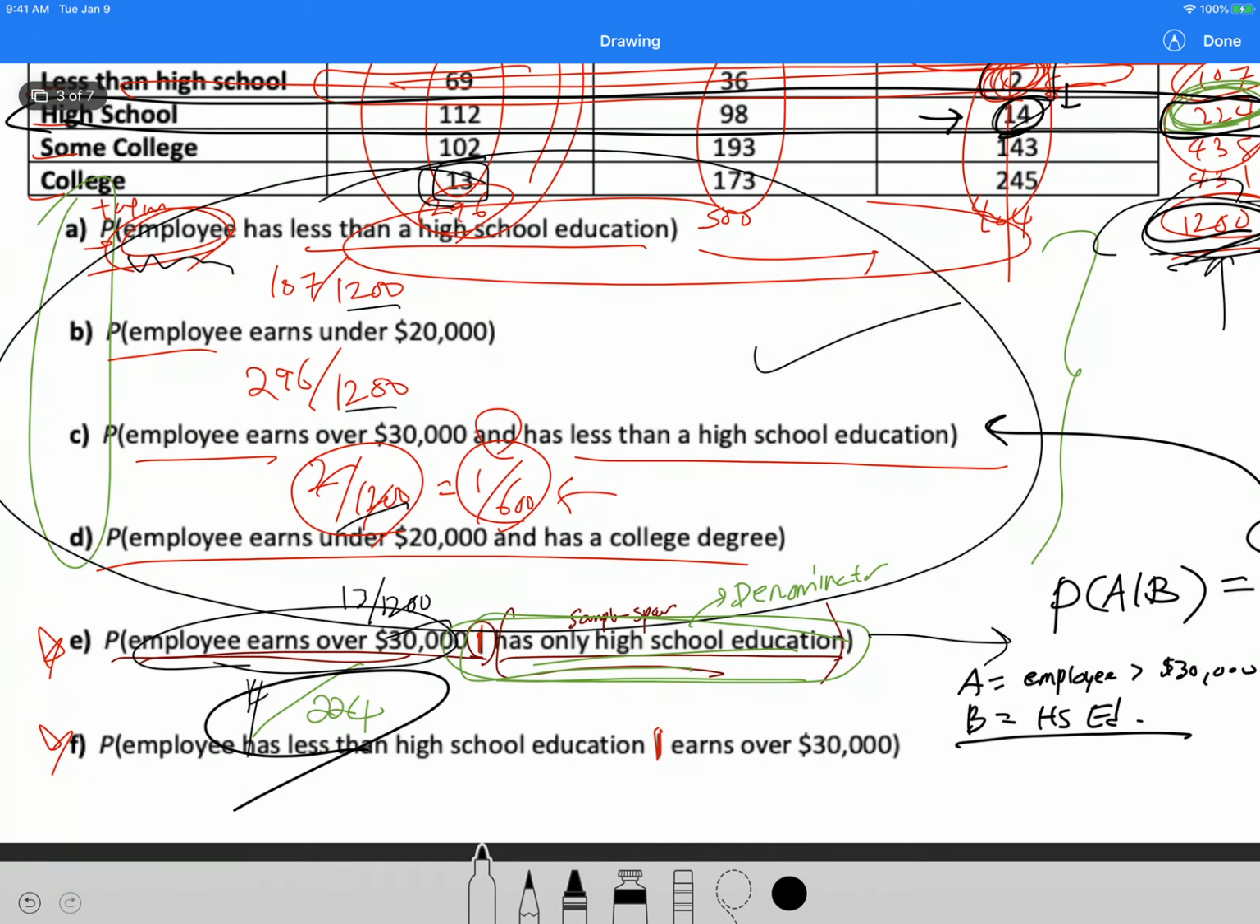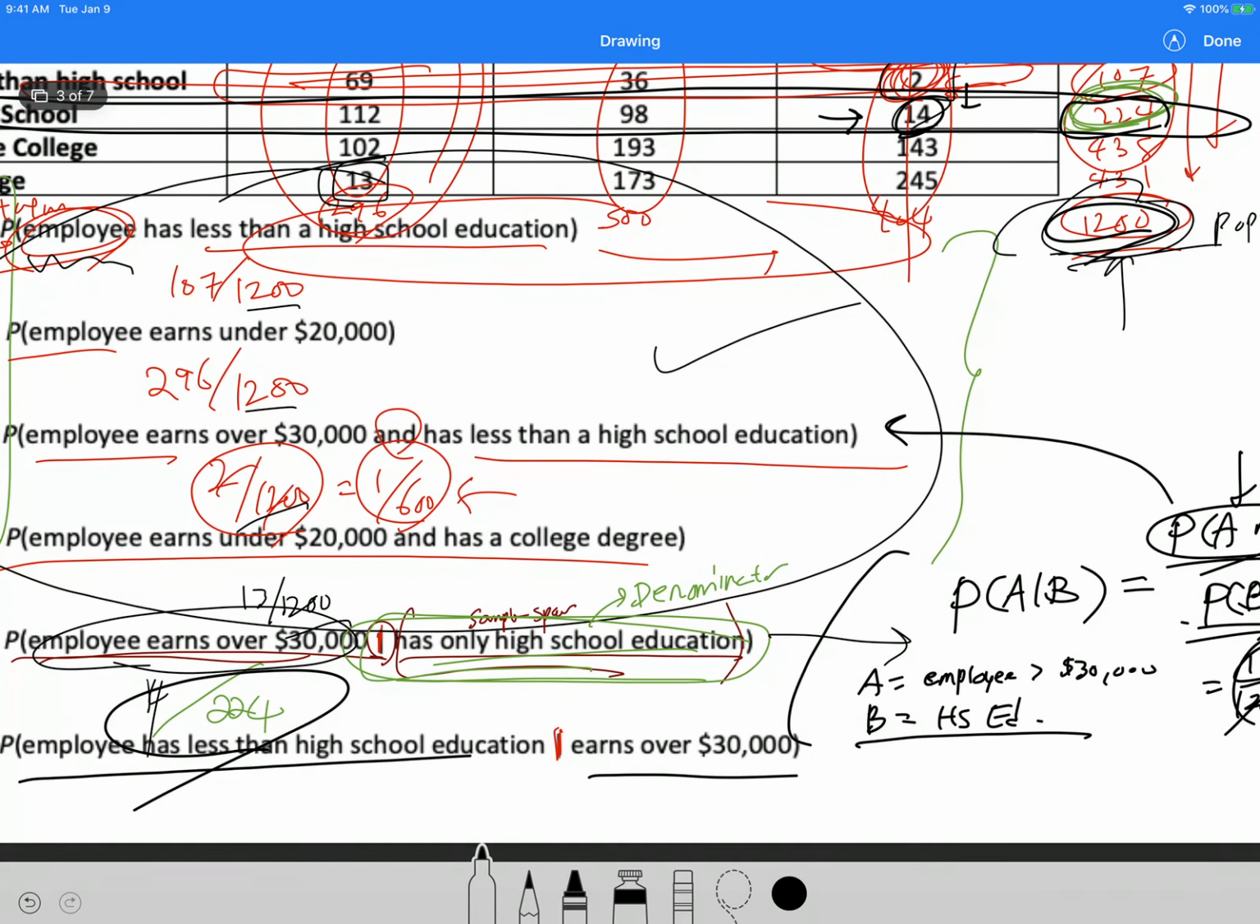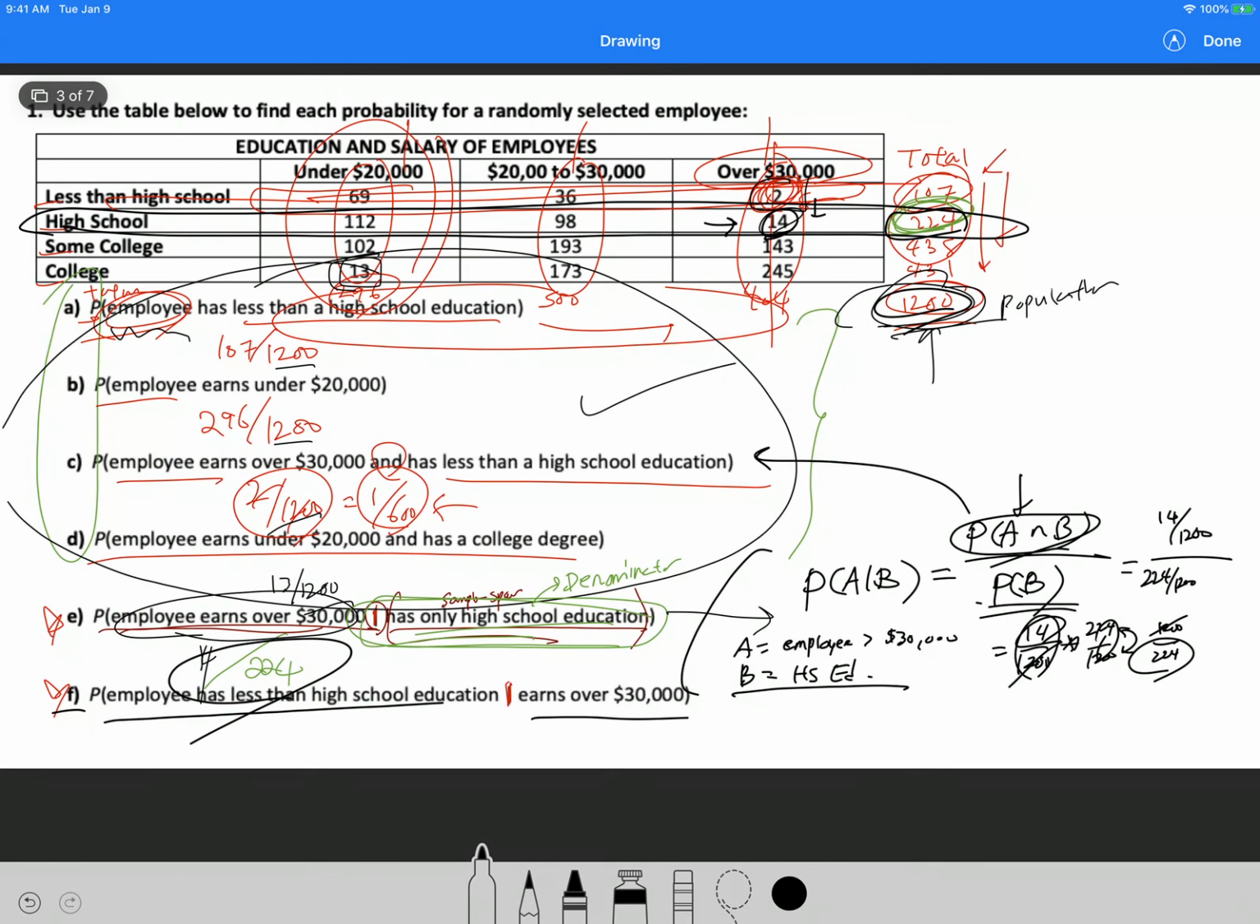Please take this time and try doing part F for me. Pause the video and let me know when you have it. Okay, so employee that has less than a high school education and then earns over $30,000. Now it's pretty much the same context as E, but now it's been swapped. Whether you did it using the formula or using what I just did here, take a look at the number of people that earn over 30,000, which is 404. I told you that these numbers will come in handy. And then employee that has less than a high school education, well, that's 2, right? So given that it's over 30,000 people, how many of those earn less than high school education?